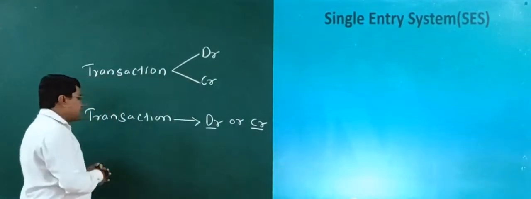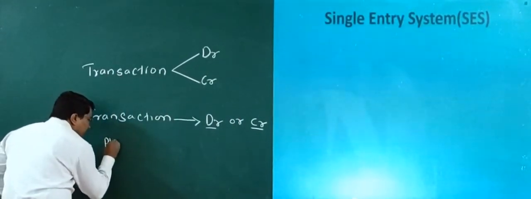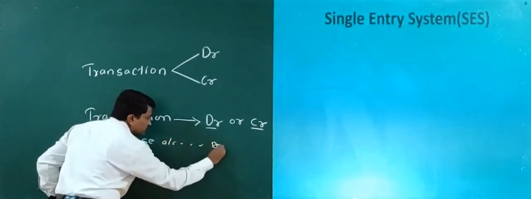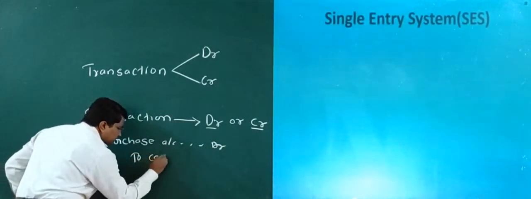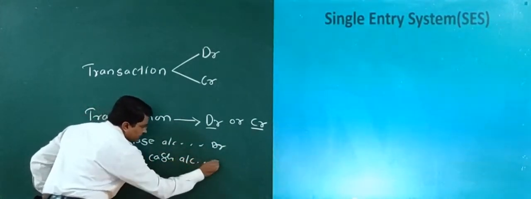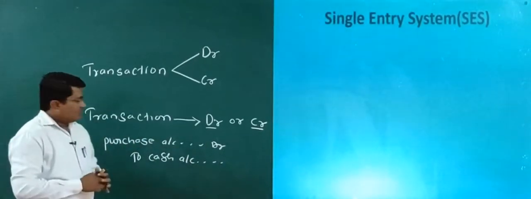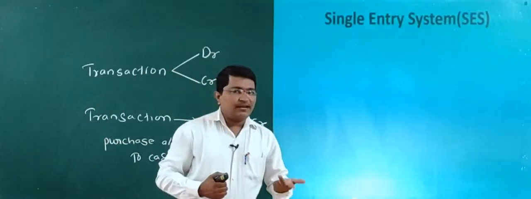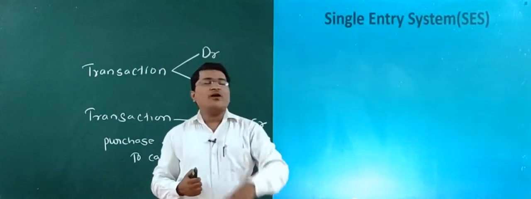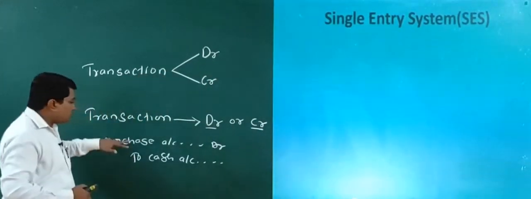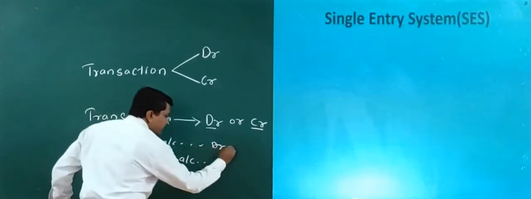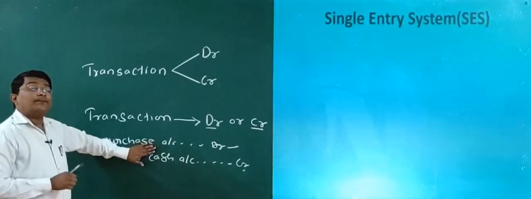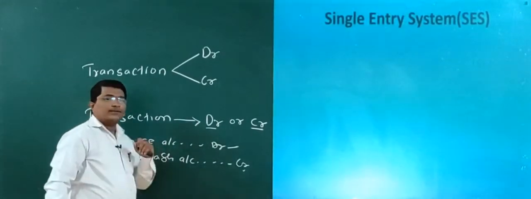Now I go for an example. Purchase account debit to cash account. I don't write the narration here. This is the entry. Can somebody tell me whether this is double entry or single entry? Yes, very good, it is double entry. Why? Because it has two entries, one is a debit entry and one is a credit entry. So this is what we call a complete transaction.